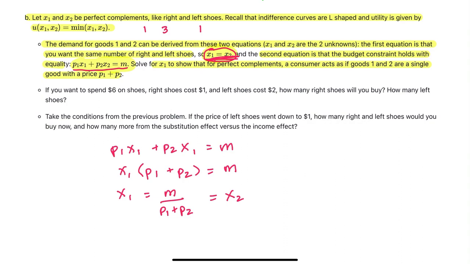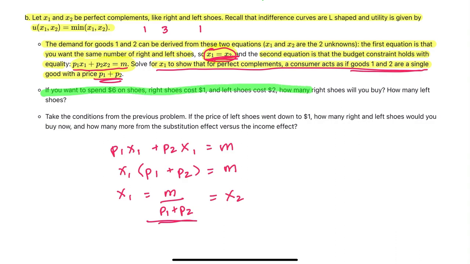And you can see it's as if goods 1 and 2 are a single good with this price. I spend all my money. If I have M money to spend on shoes, I'm going to spend it all. And if right and left shoes have different prices, this is how I'm going to do that. I think it makes it a little bit clearer to see the example here.